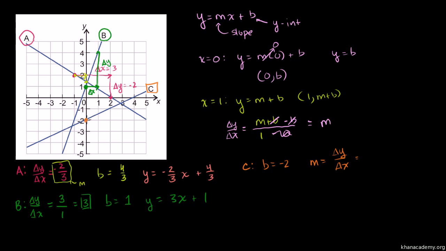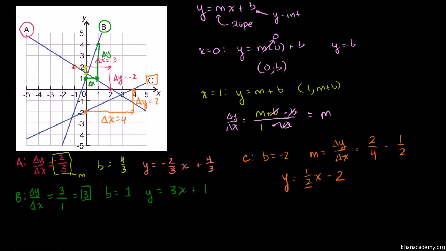So let's start at that y-intercept, and if we go over to the right by 1, 2, 3, 4, so our change in x is equal to 4. What is our change in y? Our change in y is positive 2. So change in y is 2 when change in x is 4, or the slope is equal to 1/2, 2 over 4. So the equation here is y is equal to 1/2 x, that's our slope, minus 2. And we're done.